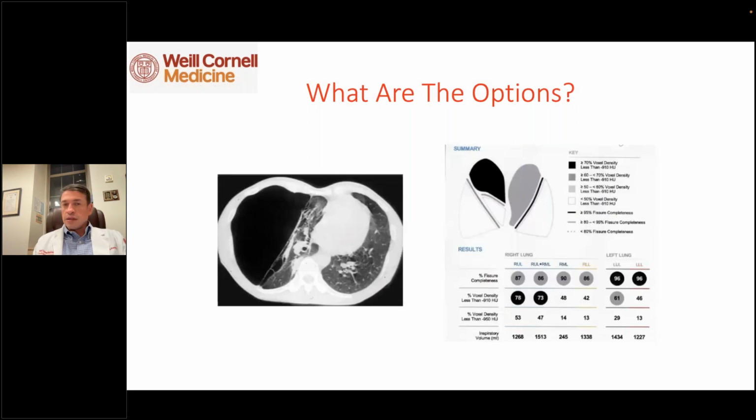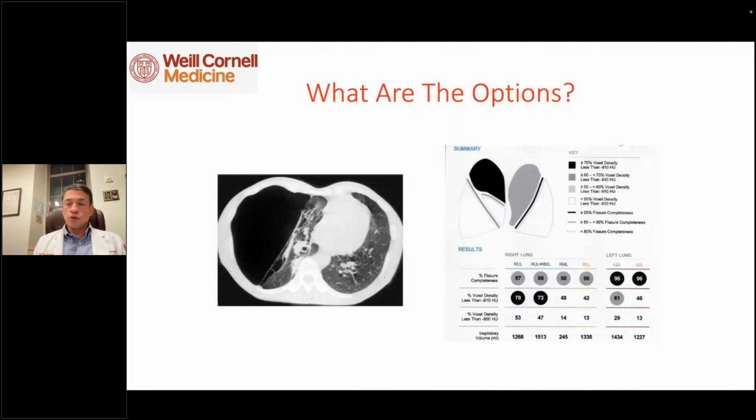So here's a second question for the group. What are the options here? And as you could see, this patient has most of the tissue destruction in the right upper lobe. However, we appreciate on the CAT scan that the right upper lobe is basically one giant bulla.